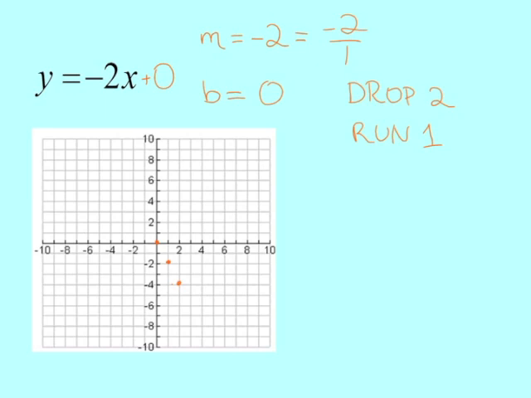You can see it's really nice and steep because the value 2 is a pretty high number. And it's negative, which means it's going to slope down and to the right. So just extend your line and add your arrows and you're done. So it's a nice negative steep slope.